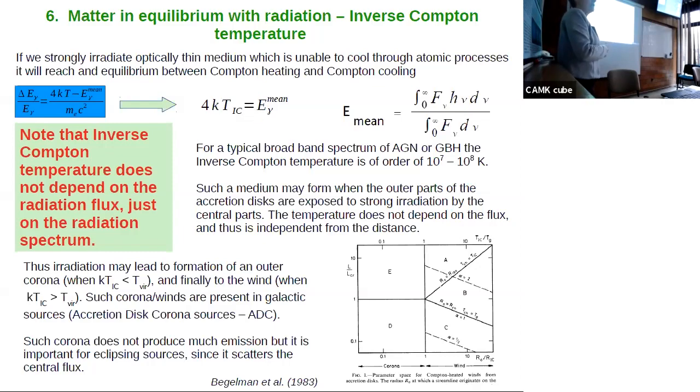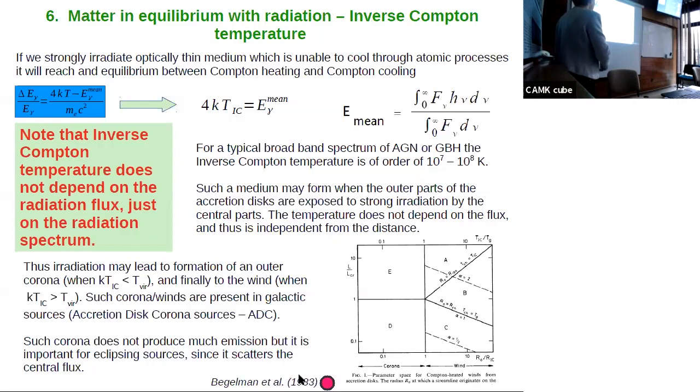If you have an incident radiation, you can calculate this mean energy by integrating the incident radiation. But in calculating the mean energy, the normalization of the flux cancels, right? So the result of this integration depends only on the shape of the spectrum and not on the normalization. So the inverse Compton temperature is the same for any distance from the central source. Of course, it does not guarantee that you have this kind of medium, because if the medium is too dense and you have absorption or other processes, then this medium will not form. But a low density medium will remain at the inverse Compton temperature.